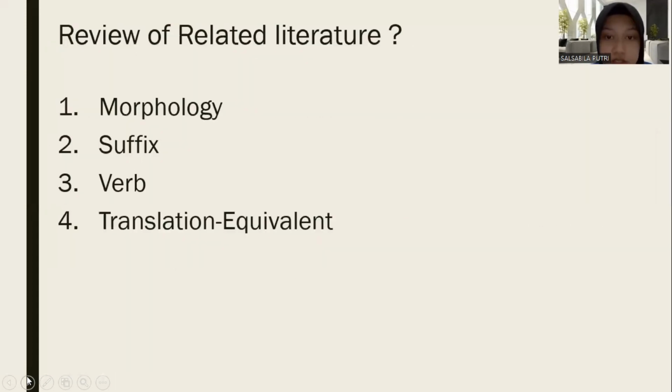Review of related literature. First, morphology. Morphology is the study of language itself, such as studying the formation of words or morphemes, and also variation of combinations of words or morphemes in language.